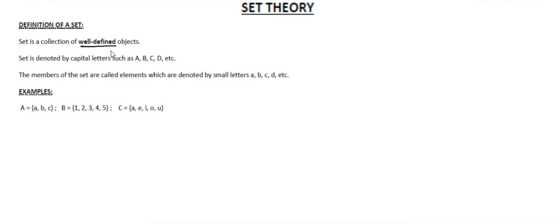Now we will represent the set with capital letters and the elements inside it with small letters. For example, capital A equals a, b, c. Capital B equals 1, 2, 3, 4, 5, and capital C equals a, e, i, o, u. The set is denoted by capital letters, and the elements are represented by small letters in general. It may be numbers also, no issues, but that entire collection should be within the flower bracket and given a capital letter. That is very important. This is how we should notate a set and its elements.